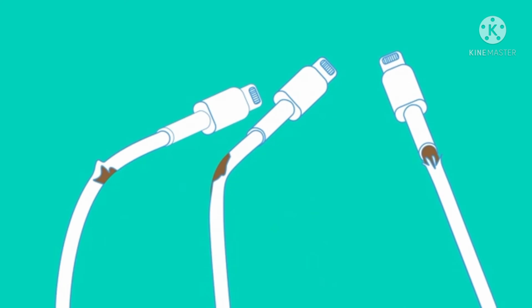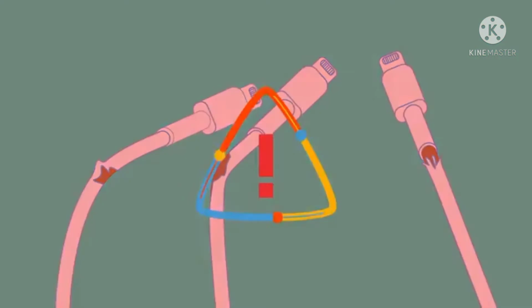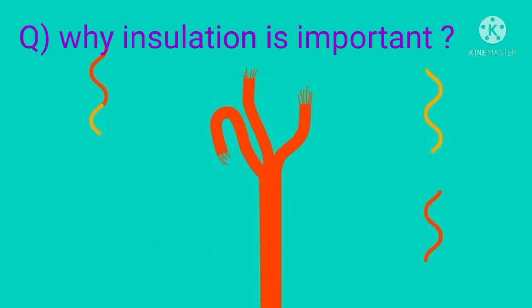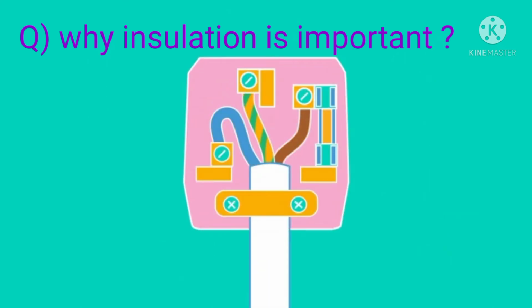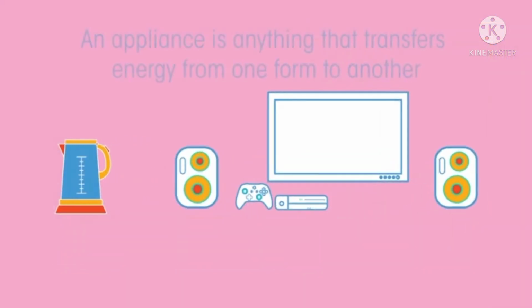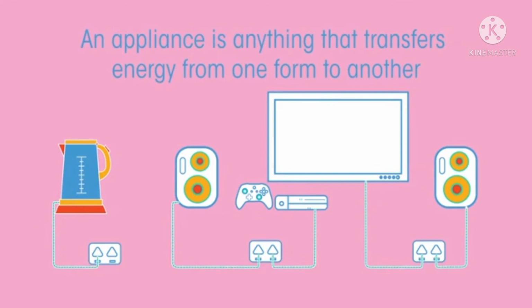Now let's see the different types of wire. An open or broken wire is inappropriate and dangerous to use. Question, can you tell why insulation is important? Why do wires inside a board carry electricity to the electrical socket and light a house? Whenever you are plugging in electrical appliances, you are connecting them in a circuit. An appliance is anything that transfers energy from one form to another.